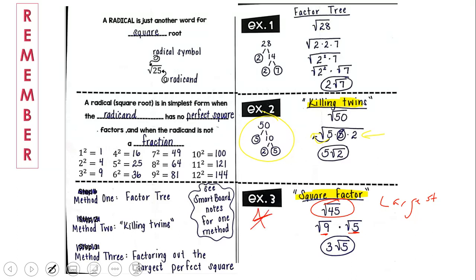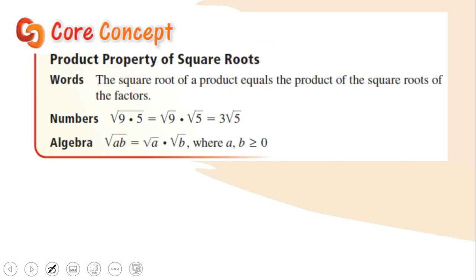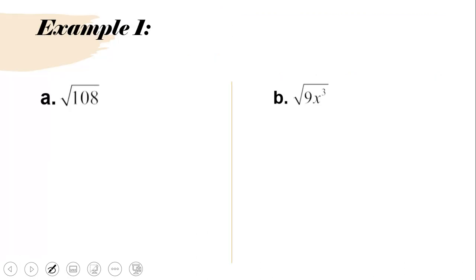If you're going to use this technique here, it's important that you know your perfect squares, which are listed over here. In the killing of twins method, you don't need to know your largest perfect square. You can just create a factor tree. But those are your two techniques that you can do when you're simplifying a square root. Okay? And this is what's shown as this core concept here. So let's take a look at the square root of 108 and see how we can deal with that.